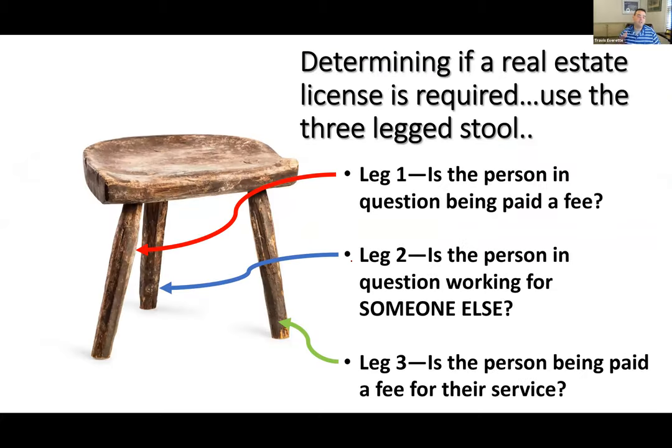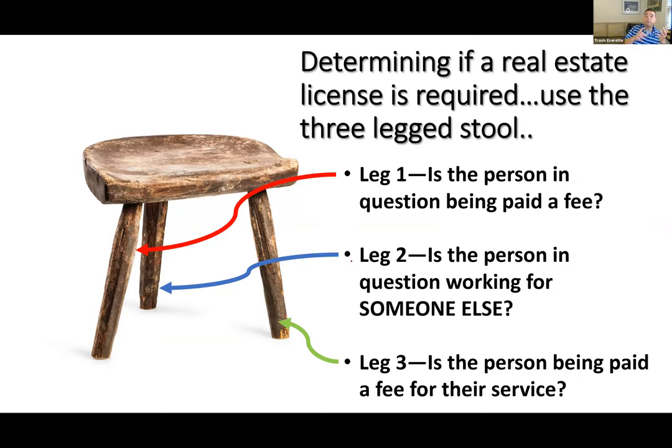So there's no exception at all for a small transaction or a small amount of money. I've given you this little visual of a three-legged stool because it helps me with these license questions of whether a license is required. I always find that helpful because it reminds me I am going to have to check if three things are going on. I only should say this person needs a license if all three of these things are happening at the same time.